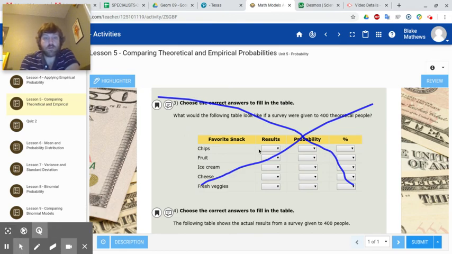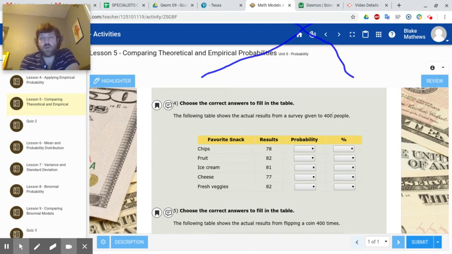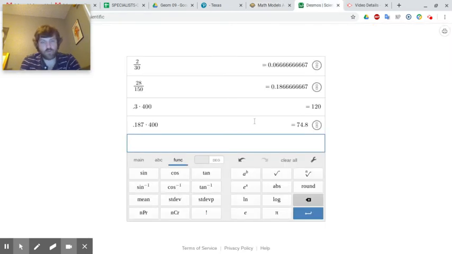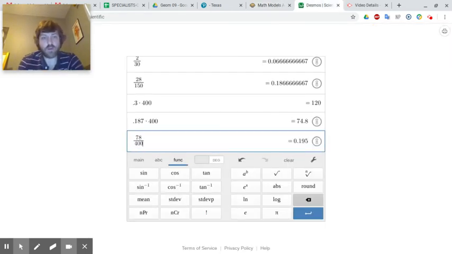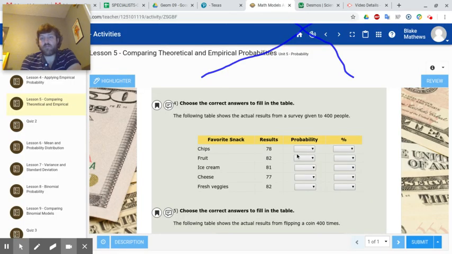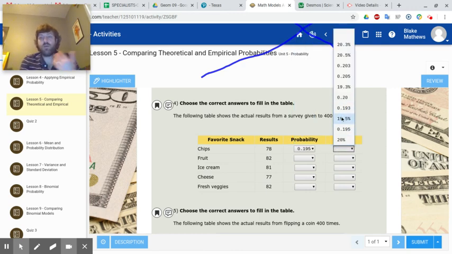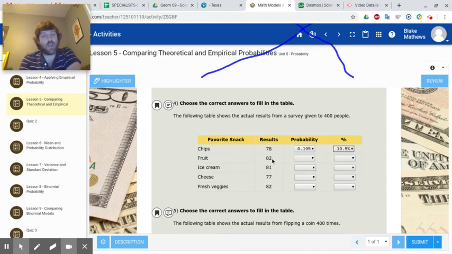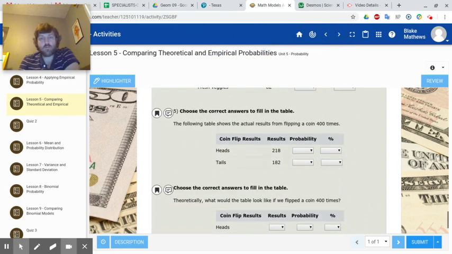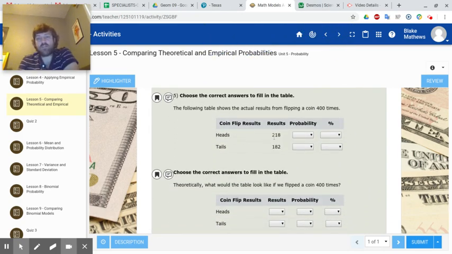All right. The next one, this one's easy. 400 people, you have the results. You do result divided by total. So we go 78 divided by 400, 0.195. And that should be there now. There we go. 0.195. And then we do the percentage, which is 19.5. And we do that for each one. So 82 divided by 400. You go through the process each time. More of the same. Heads and tails on a coin out of 400. 218 divided by the total, get the probability, get the percentage.